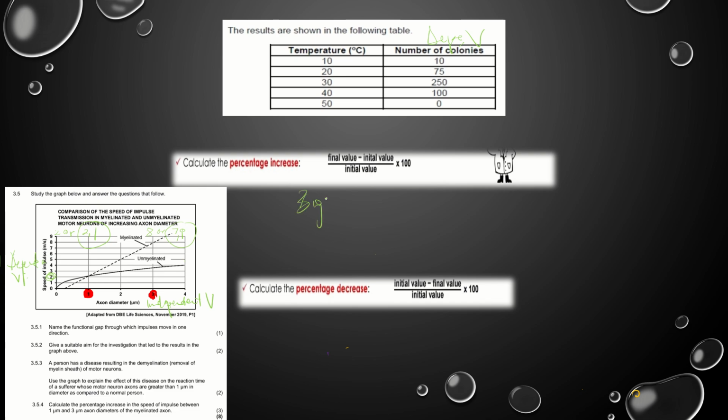Here we say big minus small, divide by small, multiply by 100. Then here they said calculate percentage increase. Yes. So we divide by small. So we say 7,9 minus 2,1, divide by the small value 2,1, multiply by 100.